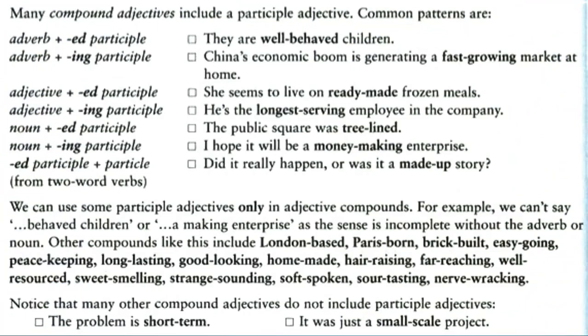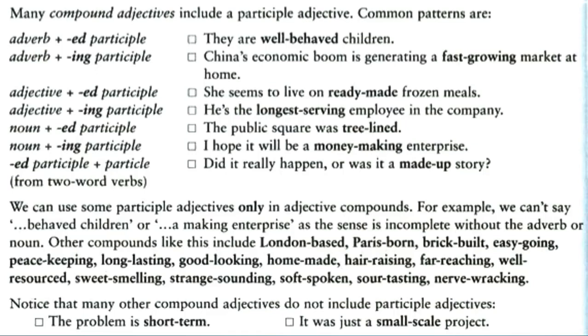Many compound adjectives include a participle adjective. Common patterns are adverb plus ed participle. For example, they are well-behaved children. Adverb plus ing participle. China's economic boom is generating a fast-growing market at home. Adjective plus ed participle. She seems to live on ready-made frozen meals. Adjective plus ing participle. He is the longest-serving employee in the company.